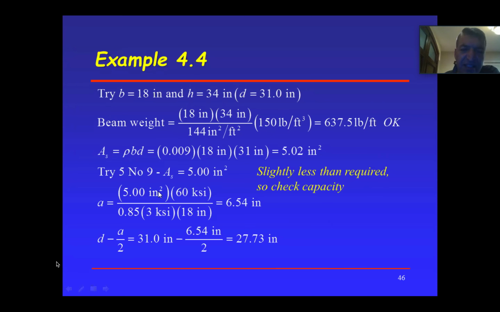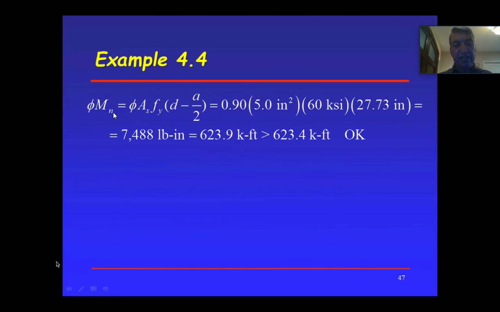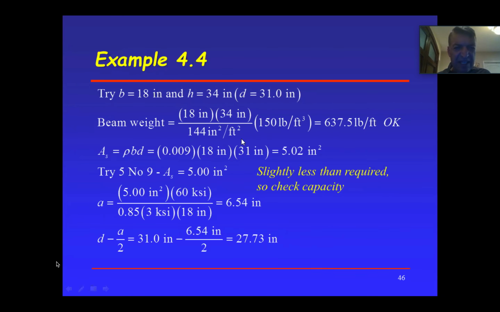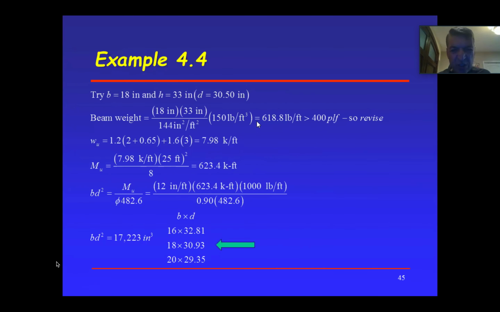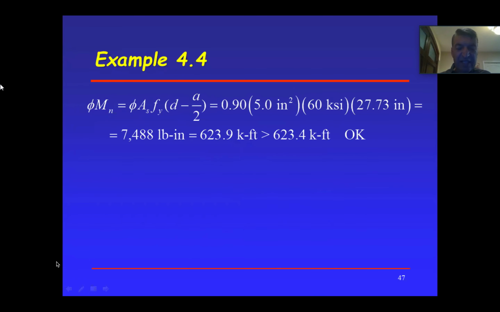So A equal AS Fy over 0.85 F prime C times B gives me that. Then D minus A over 2. We know how to do that now. You can calculate phi Mn equal to this, and that is equal to 623.9. What is my moment? I calculated 623.4 as my applied moment. Look at this, the beam I just proportioned carries 623.9. Look how close it is, 623.4. It's still bigger, so it's fine, but it's very close.